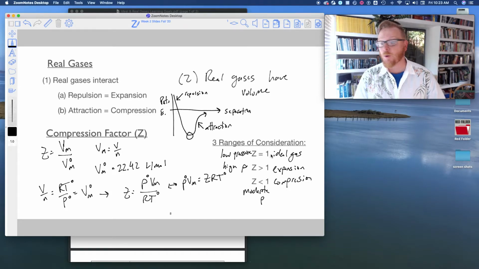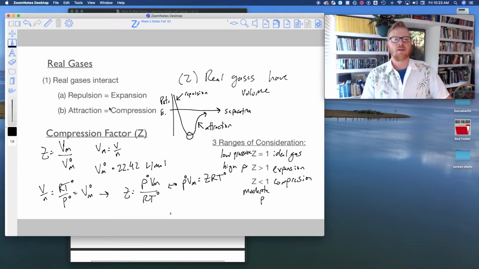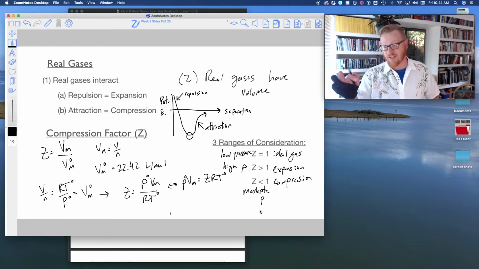So again, when Z is equal to 1, when the compression factor is 1, that's an ideal gas. When Z is greater than 1, there are repulsive forces dominating, so the particles are being forced to get close together, so that's high pressure. And so when Z is less than 1, there's attractive forces dominating, right? It's influencing those molecules to occupy a smaller volume than the 22.42. And as it turns out, that's like moderate pressure. So we'll put more quantitative qualifiers on that as we go, okay?